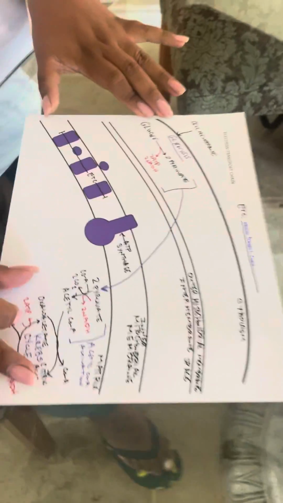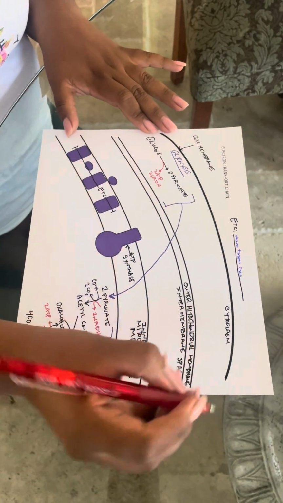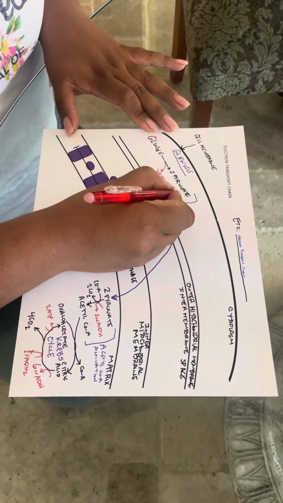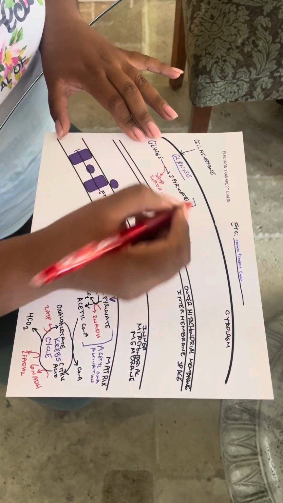So we're going to start with glycolysis. Glycolysis is a process that occurs in the cytoplasm where we take one glucose molecule and we break it down into two pyruvates. In the process, we produce two ATPs and two NADHs.